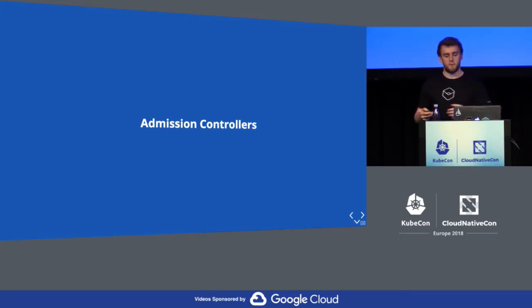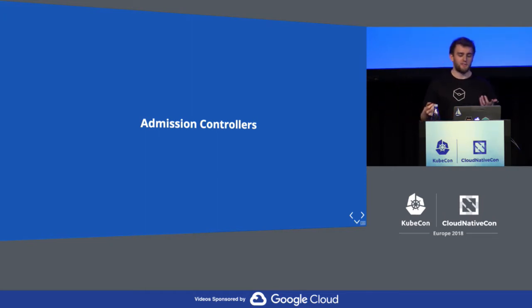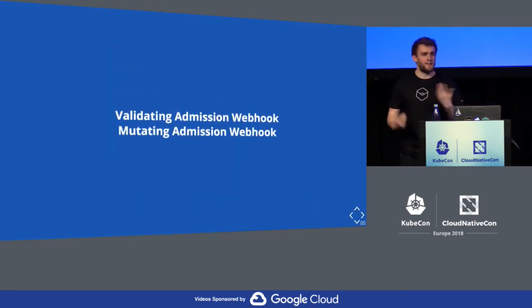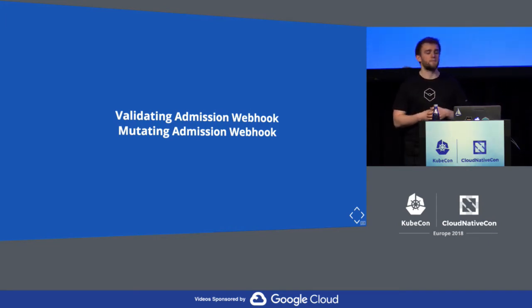So there are two types of webhooks that are of interest to us. We've got validating admission webhooks, which were added in Kube 1.8, and validating admission webhooks are basically a yes or no, you can't deploy this thing.